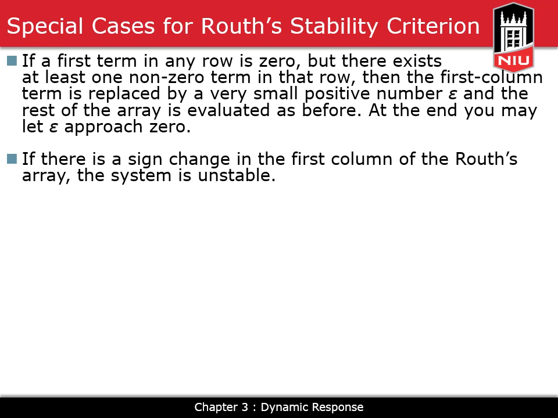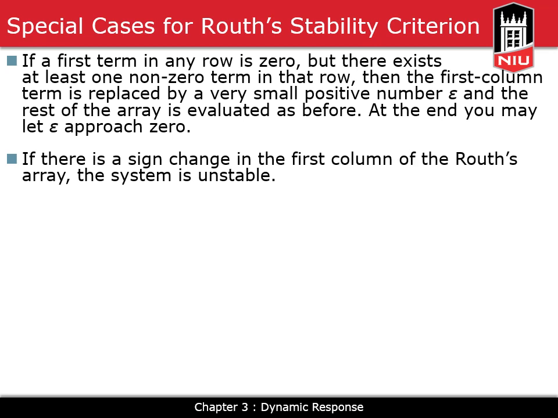There are a couple of special cases that could happen when we are setting up the Routh array. One is if the first term in a row is 0, but there exists at least one non-zero term in that row. If the first term in a row is 0, that creates a problem because when you want to calculate the terms in the next row, the first term in the row above shows up in the denominator of those formulas, and that creates a problem, a 0 being in the denominator. So we will have a problem finding the rows below that.